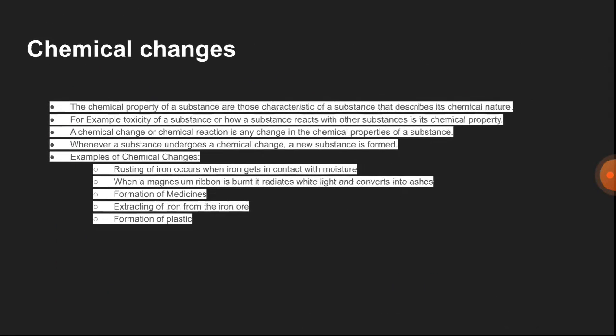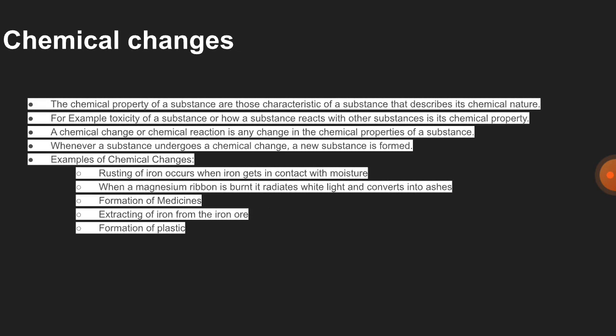Next, chemical change. What is chemical change? The chemical properties of substances are those characteristics that describe their chemical nature. What is happening? The chemical nature will change. That only we can call a chemical change. For example, toxicity of a substance, toxicity means poisonous things.